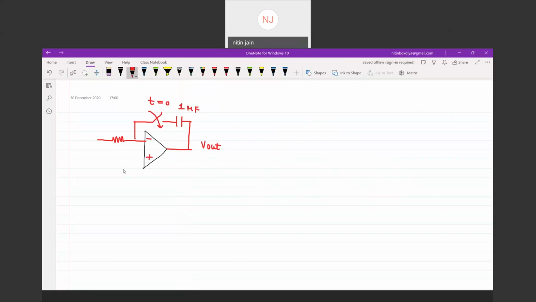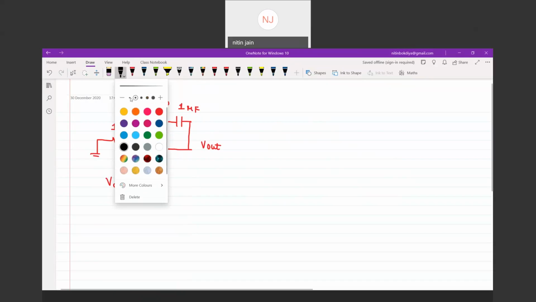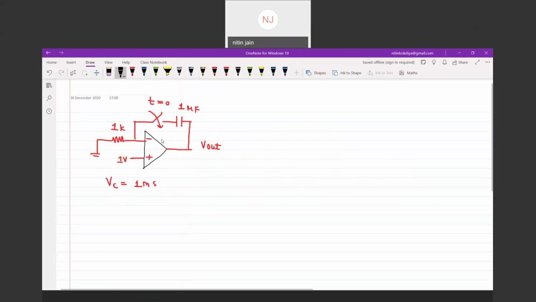What else is connected? This inverting terminal is connected to ground. This is 1 kilo ohm, and V plus is connected to 1 volt. This is the circuit, and what they are asking is VC at 1 millisecond. What is the value of VC at 1 millisecond, and what is the polarity of VC? It is given that VC is given by this. This is minus, this is plus.